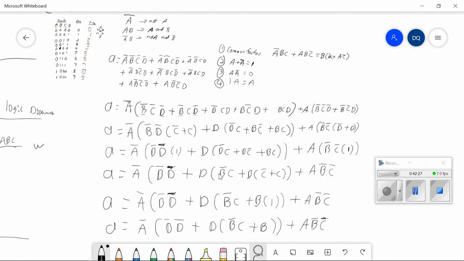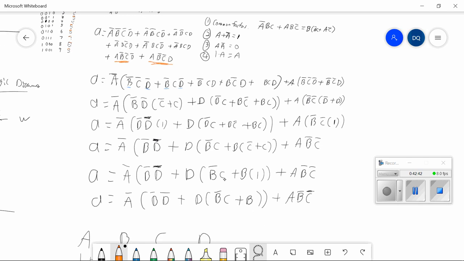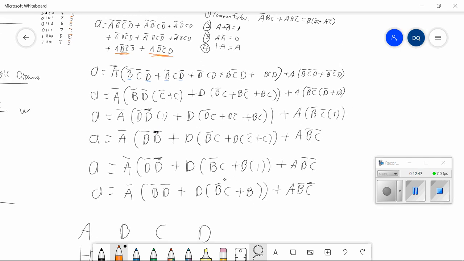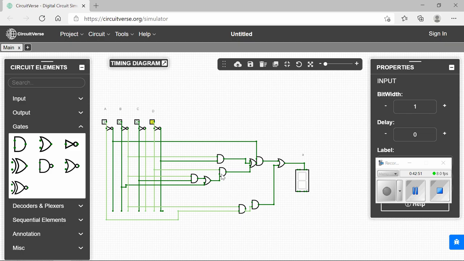So let me look here. Our 8 and our 9 are, that's 8 and that's 9. They're the two cases where A is on. So they turn into OR A and not B and not C. Let's just check that.